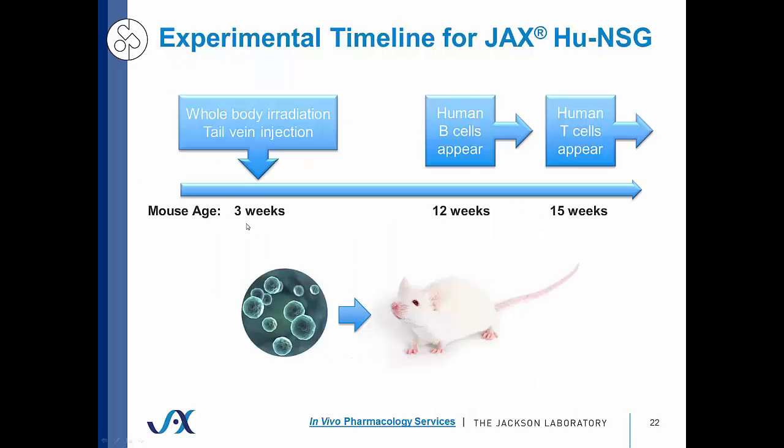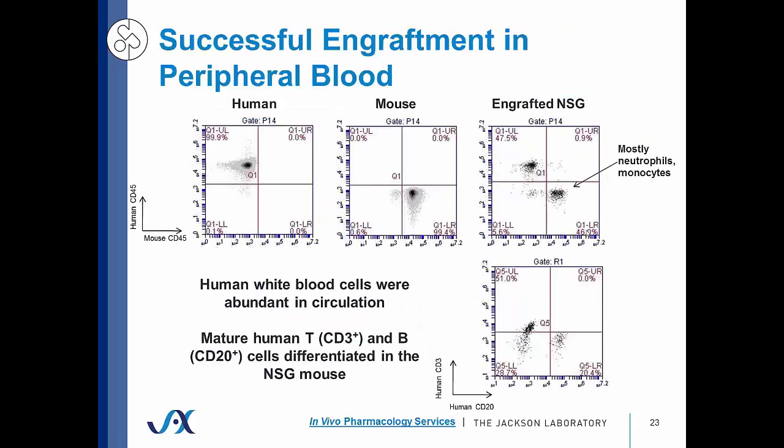So here at the Jackson Laboratory, when we engraft human CD34 cells, we take 3-week-old NSG mice, sublethally irradiate them, and inject them via tail vein with CD34 positive hematopoietic stem cells from human. After about 12 weeks, we'll see B cells appear, and at 15 weeks human T cells will be present. At this time, after reconstitution has fully completed, you can then measure immune cell engraftment, usually by flow cytometry. And that's exactly what we did here.